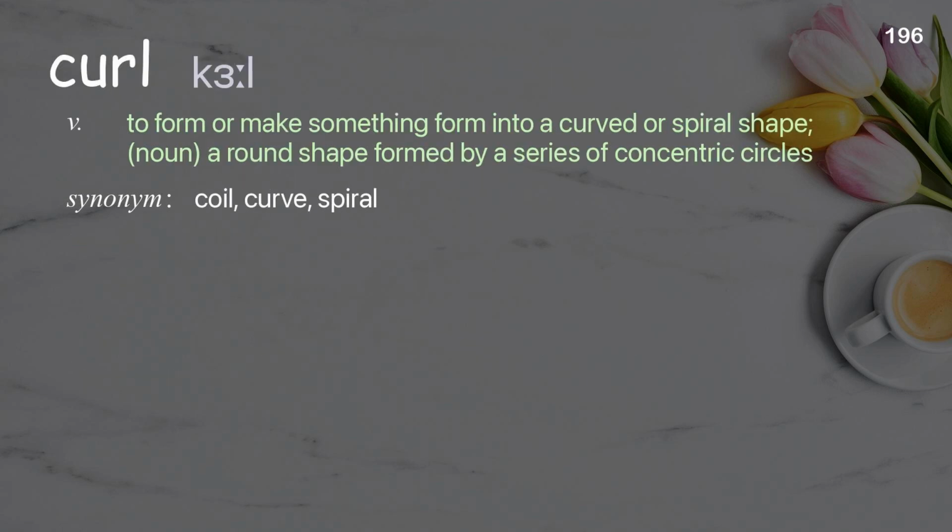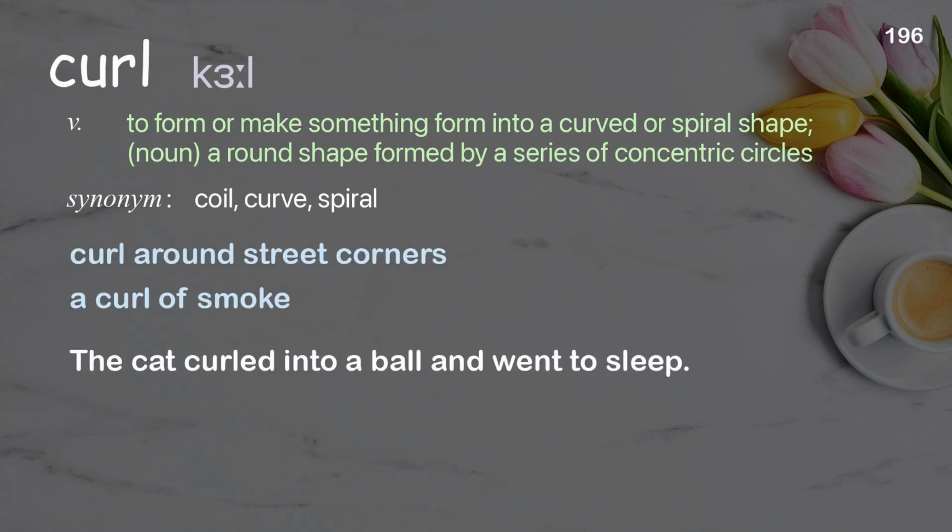Curl. To form or make something form into a curved or spiral shape. Noun, a round shape formed by a series of concentric circles. Examples: curl around street corners, a curl of smoke. The cat curled into a ball and went to sleep.